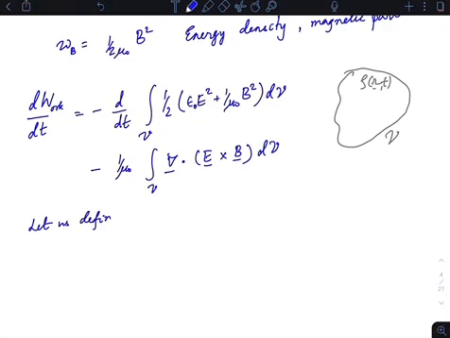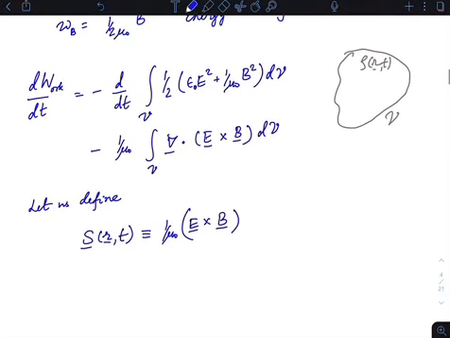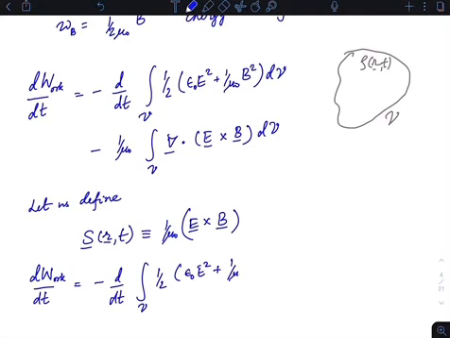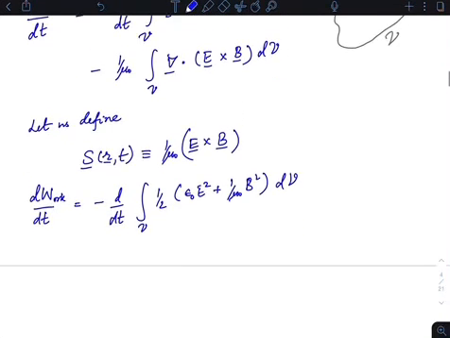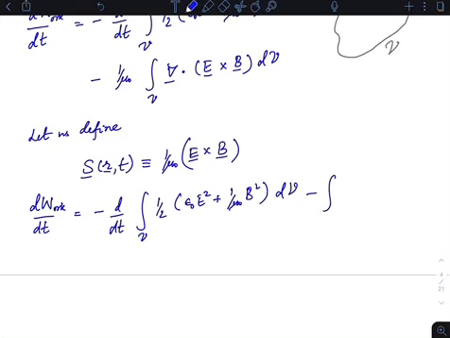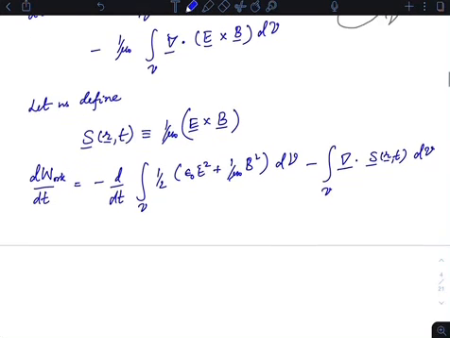Now let us define a new vector field S, which is a function of space and time, as follows. This is 1 over mu naught E cross B, both of which are functions of space and time. Then we have a very nice expression for the rate at which work is done. This is again the time derivative of the energy content in the fields themselves and the integral over the divergence of this new vector field S, which we have defined over this entire volume.